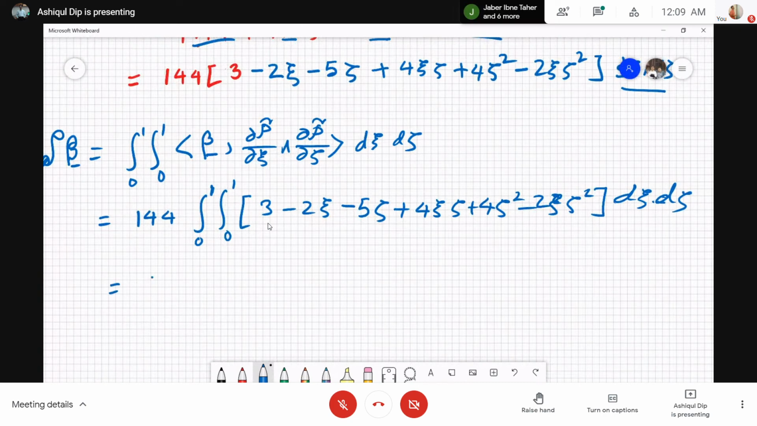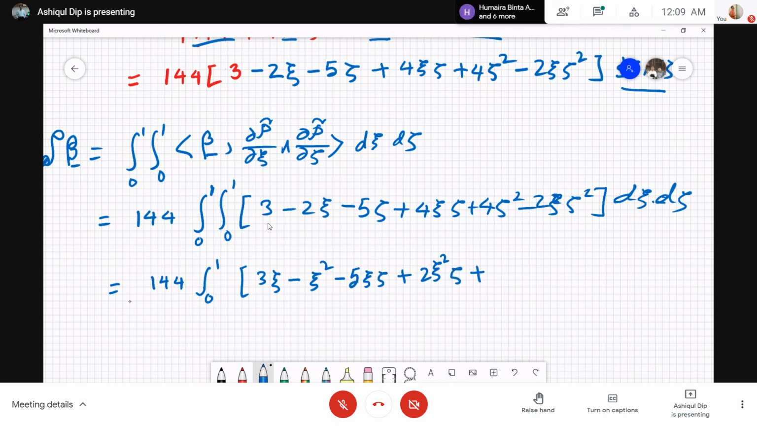So if you perform the xi integration first, from 0 to 1, then 3 xi minus xi squared minus 5 xi zeta plus 2 xi squared zeta plus 4 xi zeta squared minus xi squared zeta squared, d zeta. Do you agree with that?